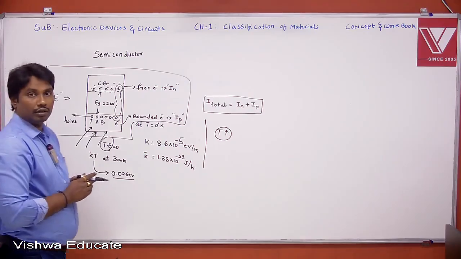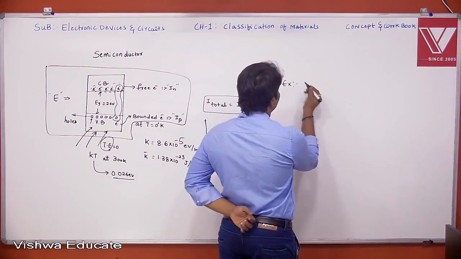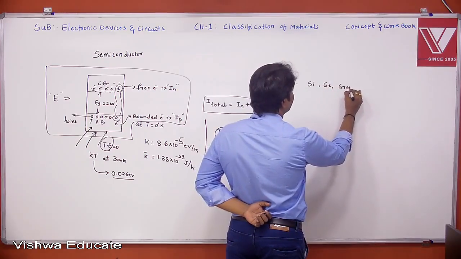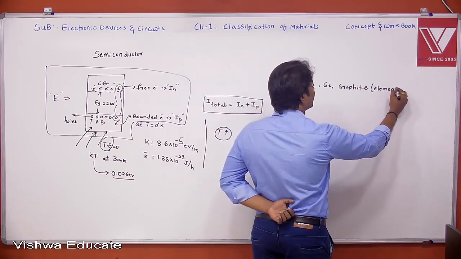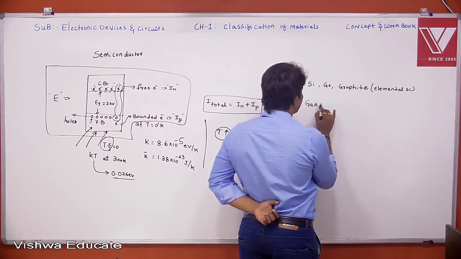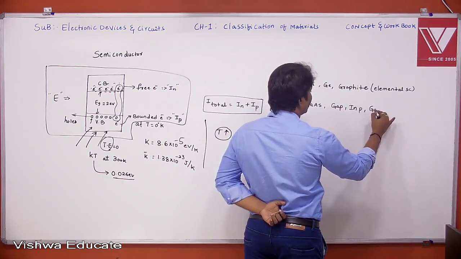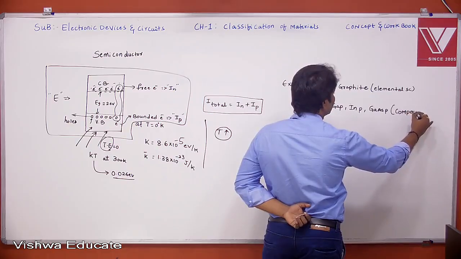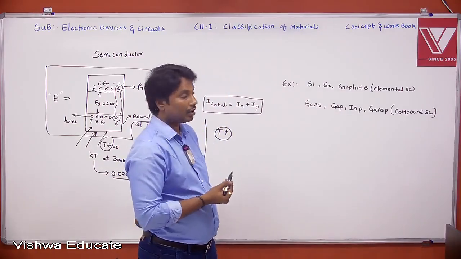Right. Completed? Next, tell me what are the examples for the semiconductor. The examples for the semiconductors are silicon, germanium, graphite. These are called elemental semiconductors. And one more example: gallium arsenide, gallium phosphide, indium phosphide, gallium arsenide phosphide. These are called compound semiconductors. Actually, we have two types of semiconductors: elemental semiconductors and compound semiconductors.